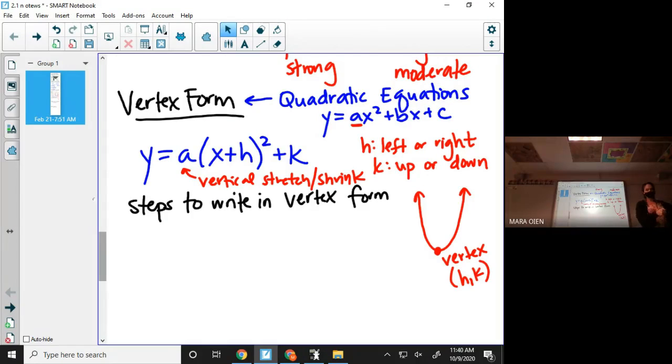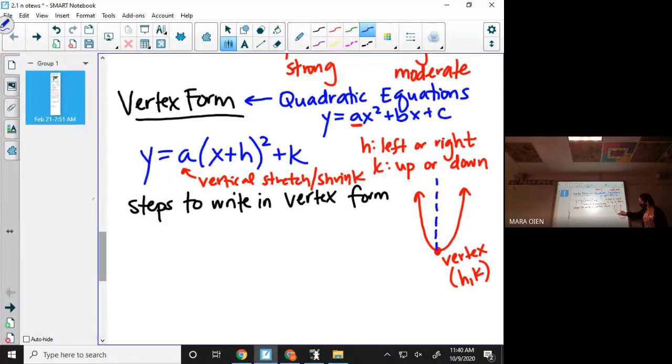Another way is to remember a skill back from algebra, which is what we're going to do. I told you this point right here is the vertex. Back in algebra, you also learned about this thing called your axis of symmetry, and your axis of symmetry goes right through the middle of that graph. I'm going to label that my AOS for axis of symmetry.